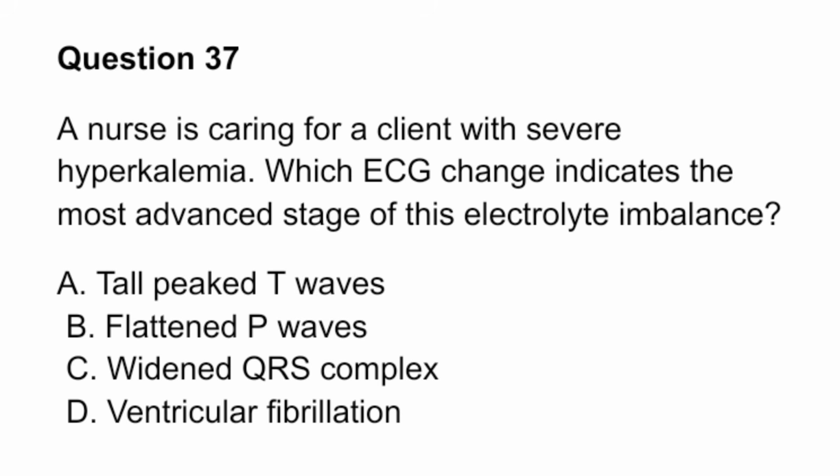Question 37. A nurse is caring for a client with severe hyperkalemia. Which ECG change indicates the most advanced stage of this electrolyte imbalance? A. Tall peaked T waves. B. Flattened P waves. C. Widened QRS complex. D. Ventricular fibrillation.